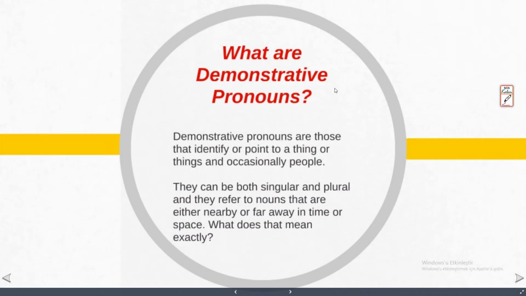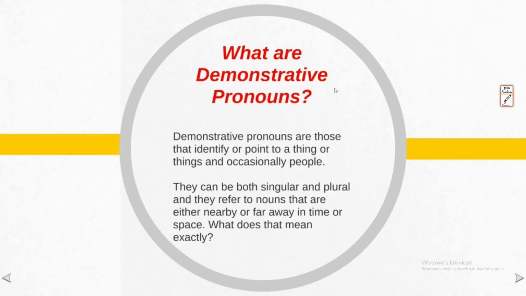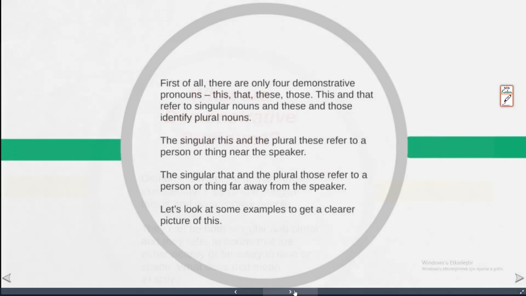And what are demonstrative pronouns? Demonstrative pronouns are those that identify or point to a thing or things, and occasionally people. And it's going to be like revision for you guys. I made my point, but I think the revision will be very fine. They can be both singular and plural, and they refer to nouns that are either nearby or far away in time or space. What does that mean exactly? And we will find out the meaning.